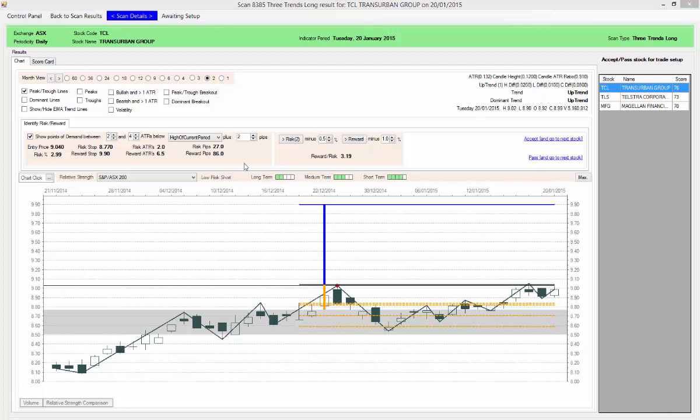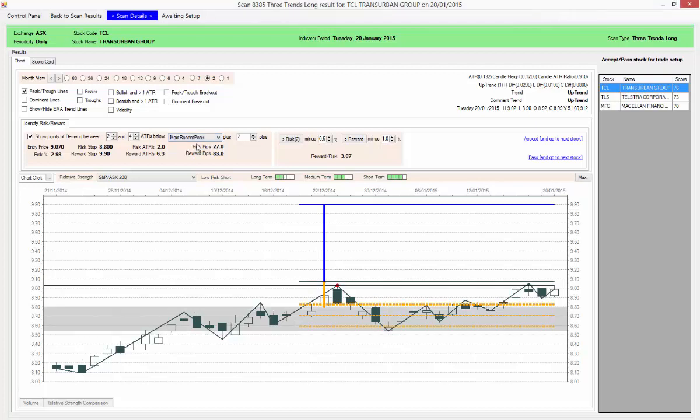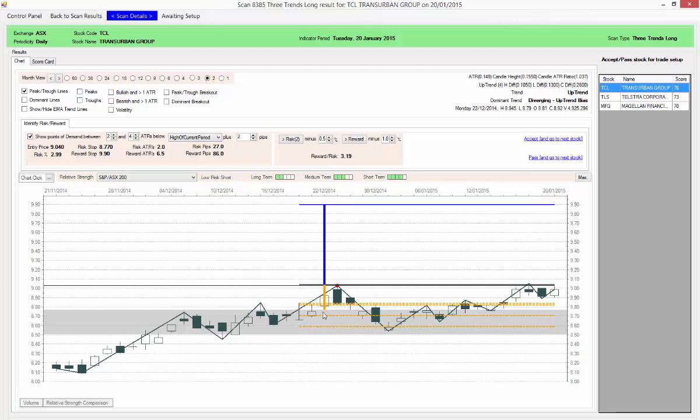The other area we can adjust is the number of pips that we'd like to go above, or plus, the high of the current period or the most recent peak. Now you see, even as I adjust the most recent peak and high of the current period, the reward to risk ratio itself changes automatically. The boundary is still the same, but because the entry price is changing, it changes the distance or the ratio of the risk and the reward, and it's automatically calculated for you there.